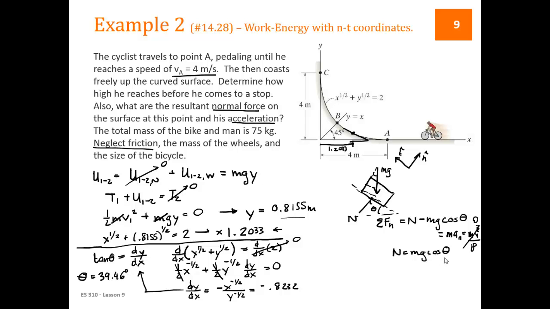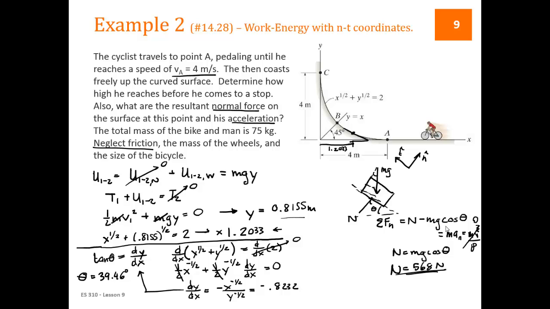And we can go back over here to find n, which is mg times cosine of 39.46, which gives us 568 newtons. So that's our first part, right? So that's the normal force.